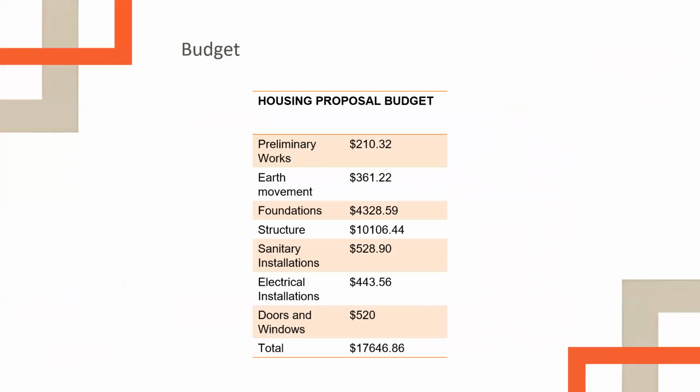Then the budget analysis. When we analyzed our prototype of this house, we found out that it costs about $17,000. So if you remember, it's in the range to be considered social housing, which was between $13,000 and $23,000.